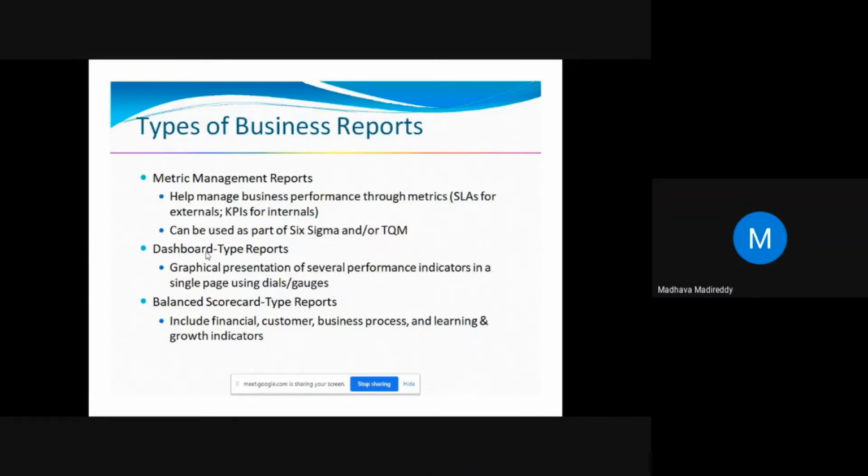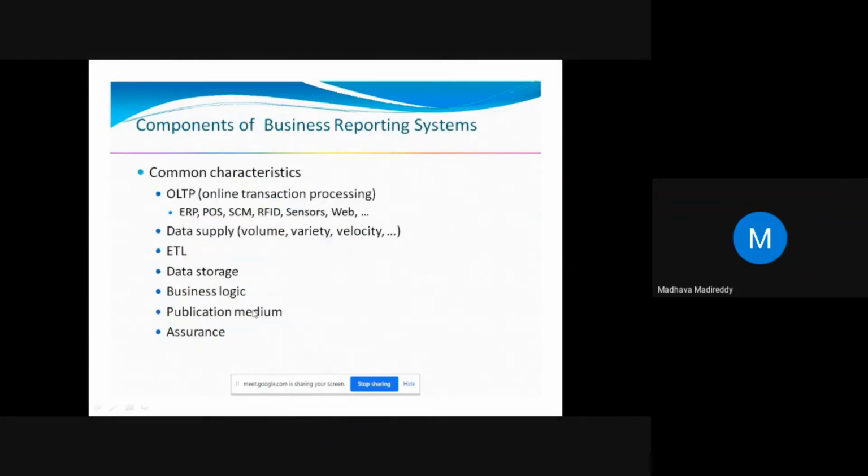And we'll also have dashboard type reports. You might have been familiar with the Tableau dashboard. So you have graphical representation of various performance indicators in a single page. That's called a dashboard type report. And we'll also have a balanced scorecard report, which is a mix of financial, customer, business, and growth indicators of any particular business, if we can put all these.